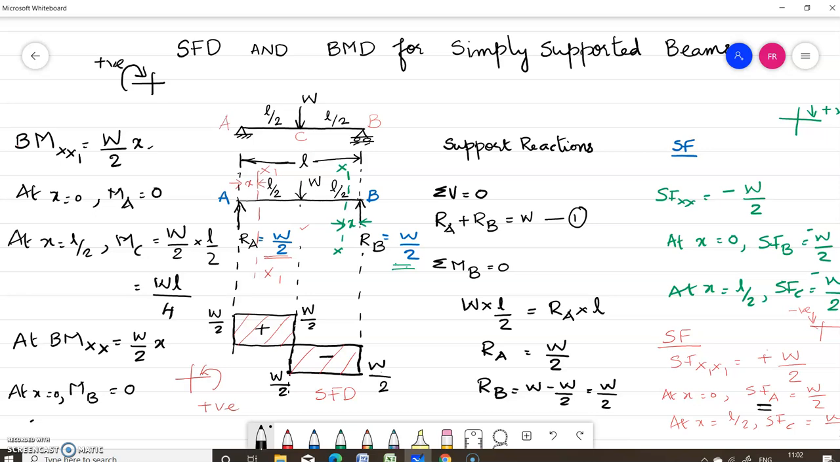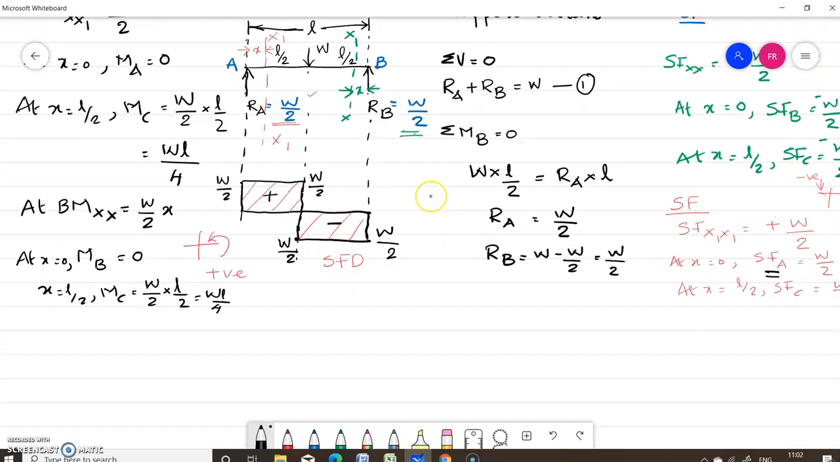Now at x equal to L by 2, that is bending moment at C, this is equal to W by 2 into L by 2. So you will get the moment as WL by 4. Okay. So you have got bending moment at all the sections. Now we can draw the bending moment diagram.